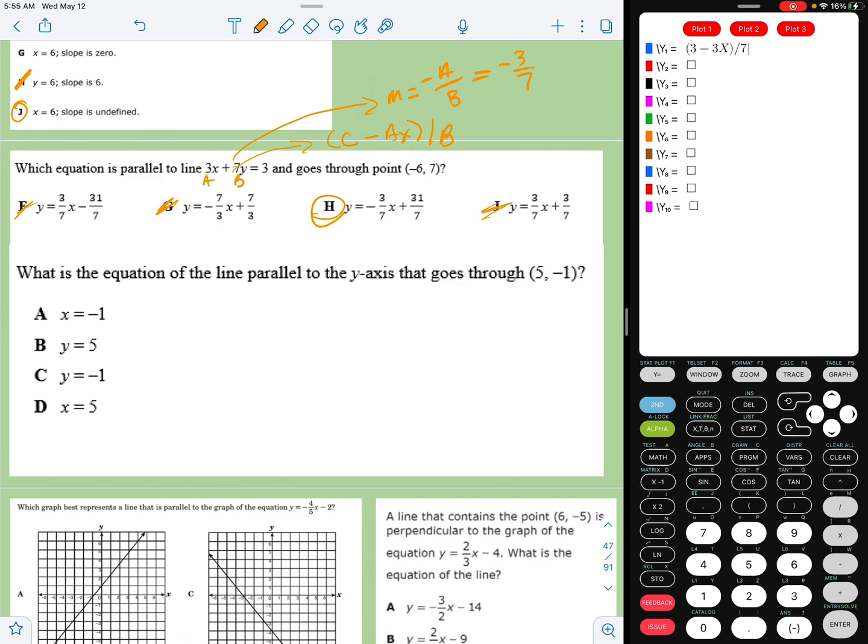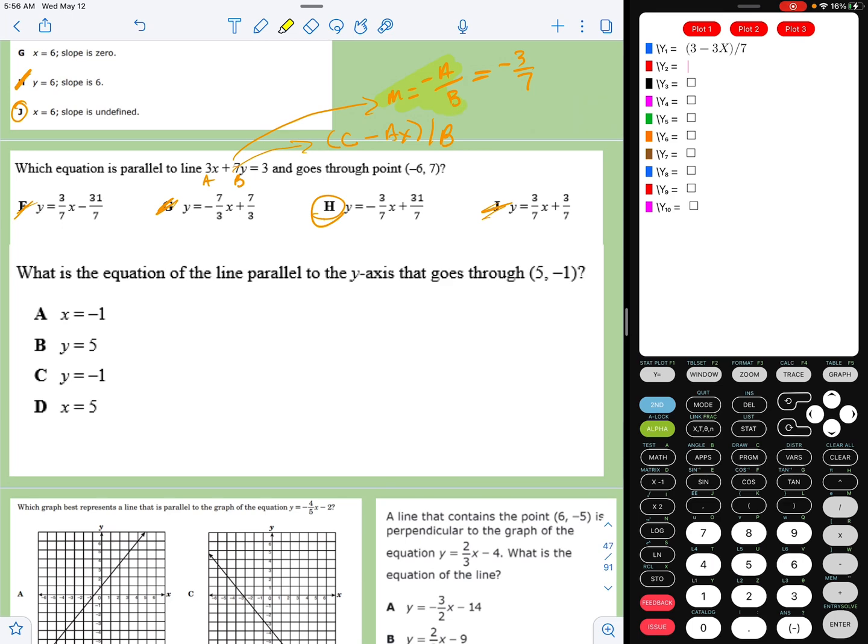That's that. And now what we can do is plug in each of these answer choices to see which one is parallel, and to see which of the equations the point -6, 7 lies on. That's a lot of work. I think this is easier if you just remember that the slope is -a divided by b.